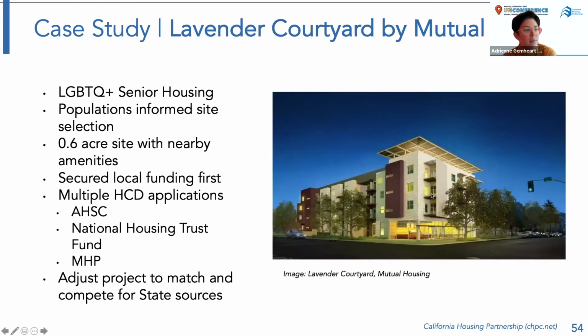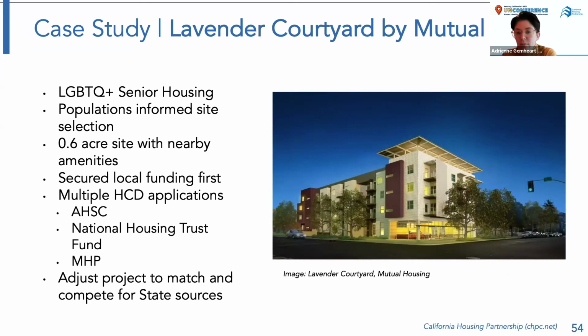All right, so this is a picture, or I guess a rendering. It's still under construction, so not yet complete. So Lavender Courtyard by Mutual Housing is for LGBTQ seniors over the age of 62.